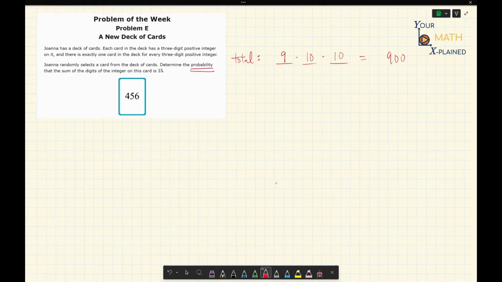My next step is to try to figure out how many of those 900 will sum up to exactly 15. So in my mind, I'm going to start trying some values and just see what happens.